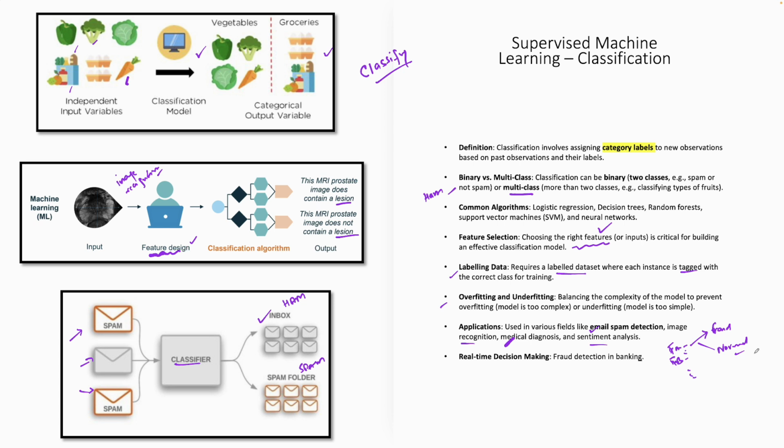So with this, we come to the end of the lecture. Remember, what we learned in this lecture is supervised machine learning classification. Very simple. You are just classifying, or you are just adding category labels. Classify, as I said, means arranging a group of people or things in classes or categories.